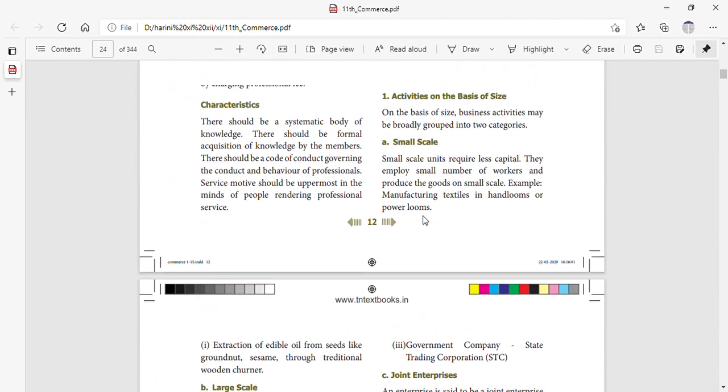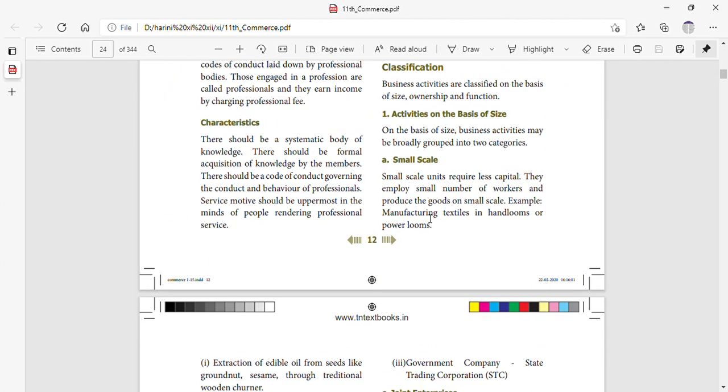So what is small scale? It is done on a very small area or small production. For example, handlooms or power looms. You go to a place called Rajapalayam. There they make all these cotton surgical items. Whenever you get hurt, the bandages you use are made in Rajapalayam. So there are a lot of handlooms.